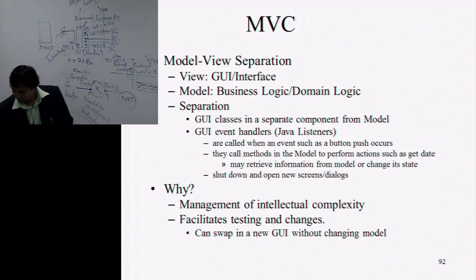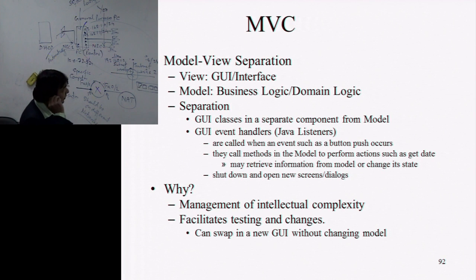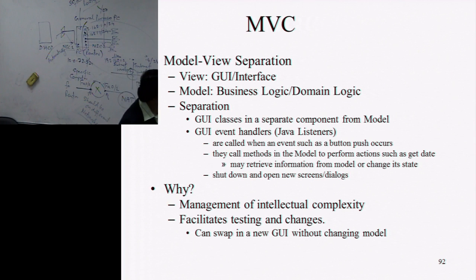So model-view separation is: the view has the GUI and the model is the business logic, and we have the GUI classes in a separate component. The Java listener is there, the action listener, and it is called when an event such as a button push occurs. They call methods in the model to perform actions such as getting data, and may retrieve information from the model or change its state, shut down, and open a new screen and dialog for the user.